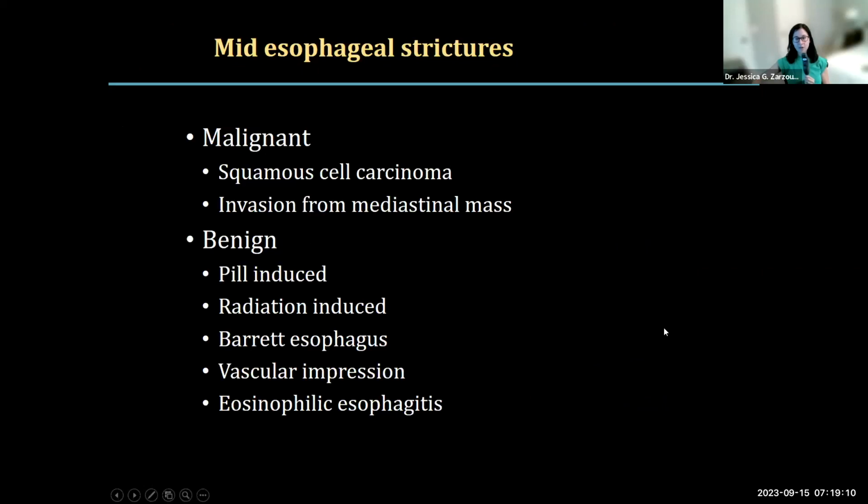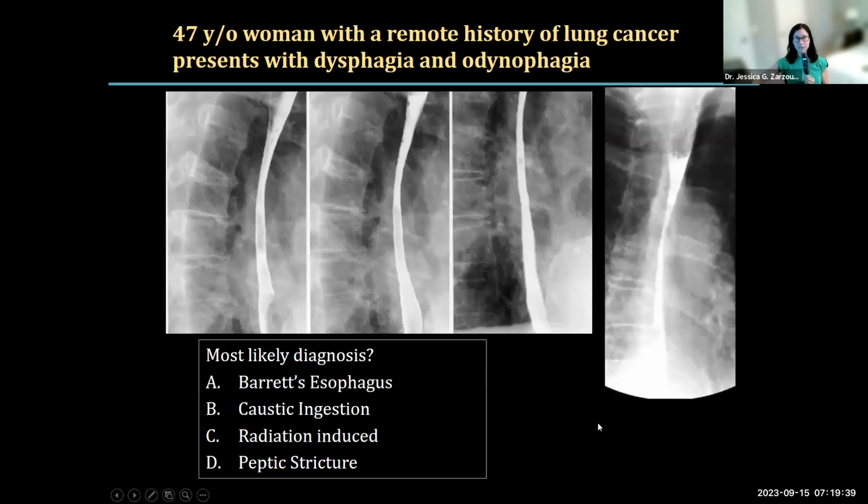Okay, so moving out of the cervical esophagus and into the mid-esophagus, when we think about malignant masses in this area, we think about squamous cell carcinoma, or it can be invasion from a mediastinal mass. Benign reasons for esophageal strictures in the mid-esophagus include pill-induced, radiation-induced, Barrett's esophagus, which is a pre-malignant condition, vascular impressions, as well as eosinophilic esophagitis. So we'll look at some of these examples here in the mid-esophagus.